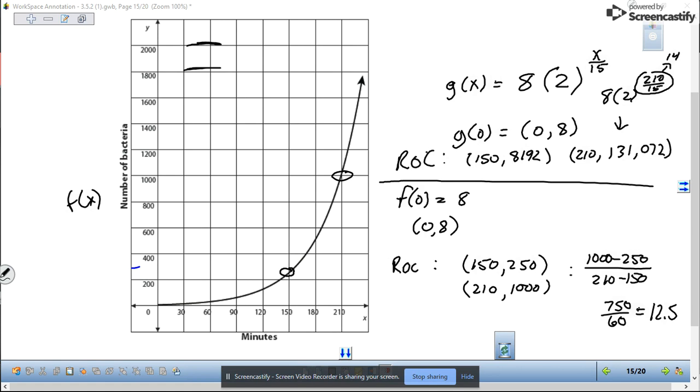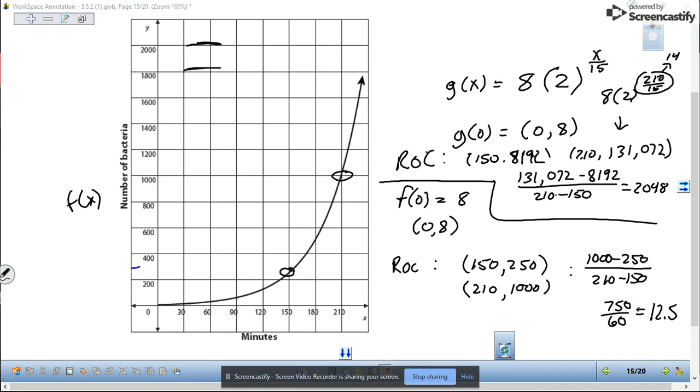All right, so now to do my rate of change, I'm going to do 131,072 minus 8,192 over 210 minus 150. You can do that all in your calculator. No need to stress out over it. But what you get is 122,880 divided by 60, which turns out to be 2,048. Now, when you're comparing those numbers, the rate of change is much steeper, okay?